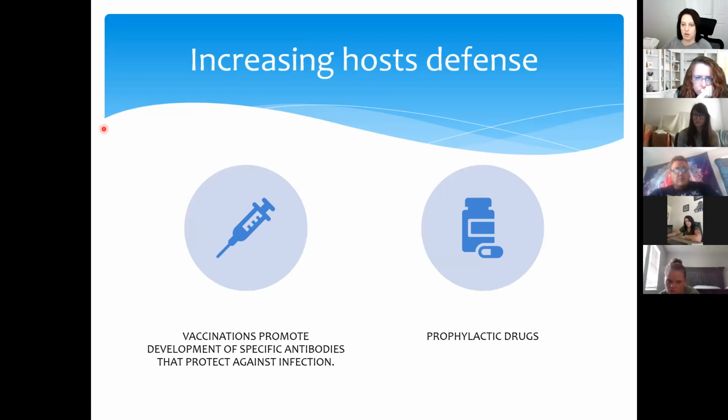So we want to increase the host defense. Vaccinations are important, along with education on why vaccines are important, and making vaccines available to the general population. And then prophylactic drugs as well. An example of this would be a patient with cystic fibrosis who is on azithromycin 3 times a week to prophylactically get rid of those bacteria that may cause an infection.